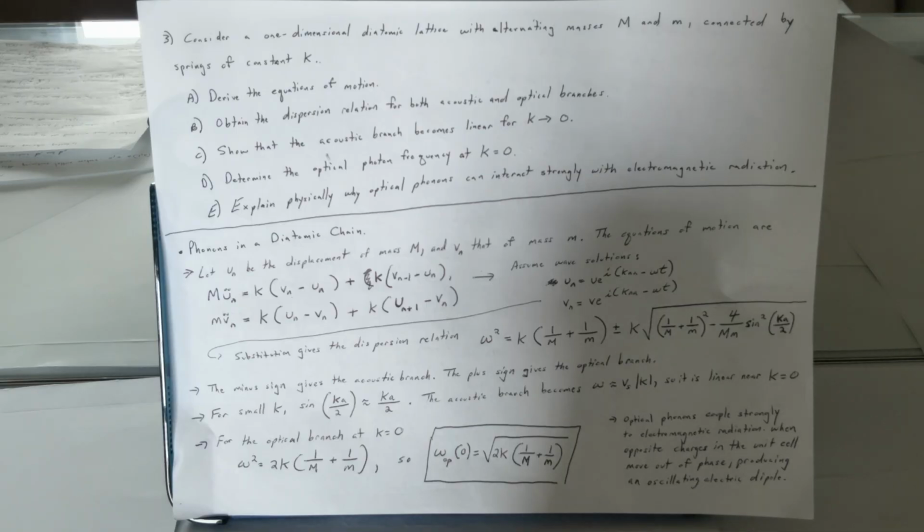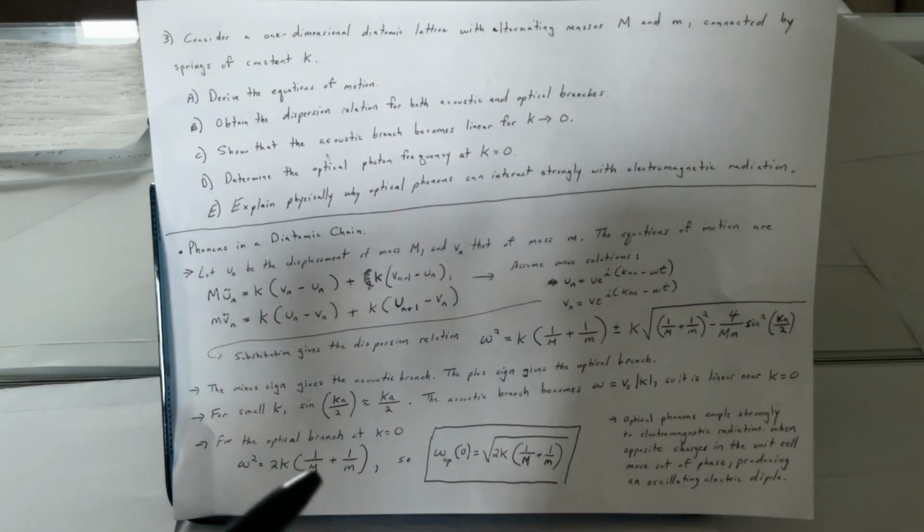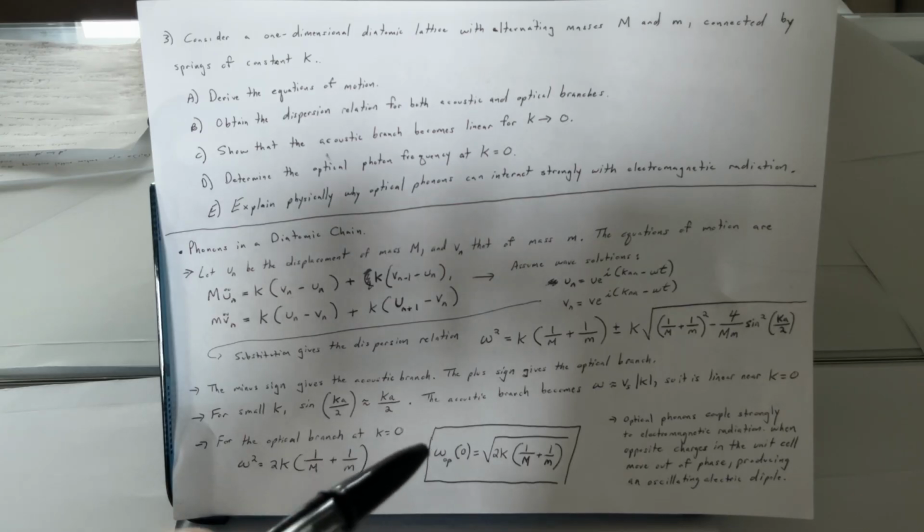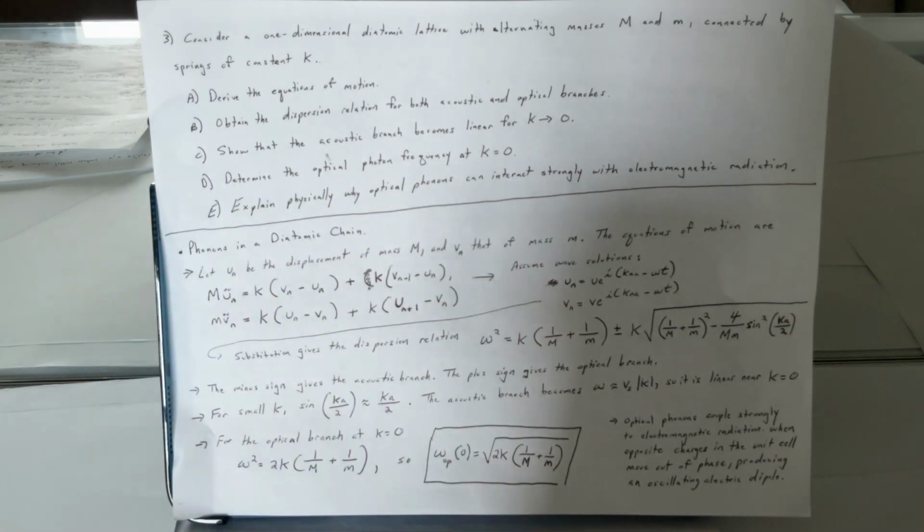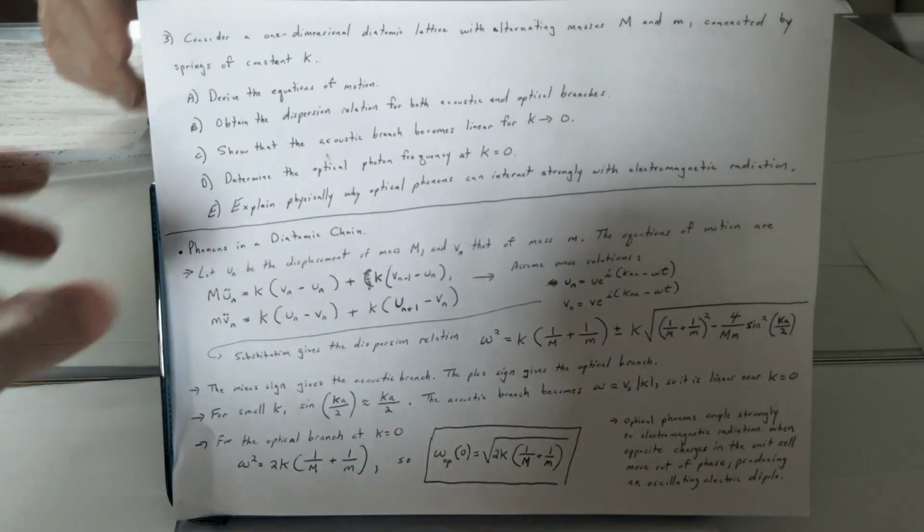And the acoustic branch becomes omega equals v sub s times the magnitude of k, so it is linear near k equals 0. Okay, and then the optical branch at k equals 0, omega squared equals this quantity, so we wind up with omega sub OP of 0 equals the square root of 2k times the quantity 1 over m plus 1 over m. And we could say optical phonons couple strongly to electromagnetic radiation when opposite charges in the unit cell move out of phase, producing an oscillating electric dipole. Okay, so that's the setup for number 3.